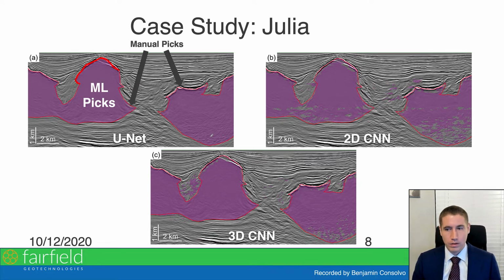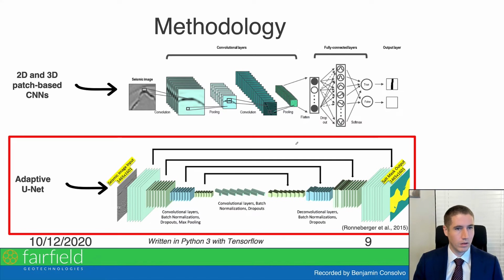Though the UNet isn't perfect in its prediction, it outperformed the 2D and 3D CNN approaches significantly with very little training. You can see here there are some missing patches in the 2D and 3D patch-based approaches, whereas the UNet approach has done a very accurate job and very quickly. So as I pointed out, the adaptive UNet approach came out on top.